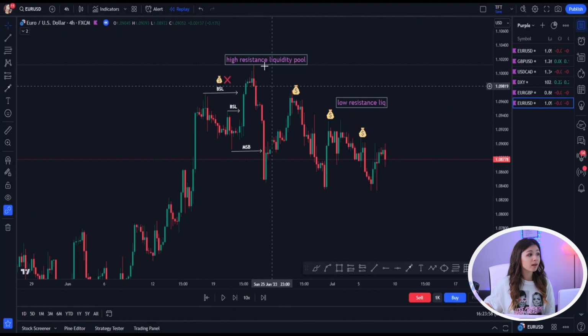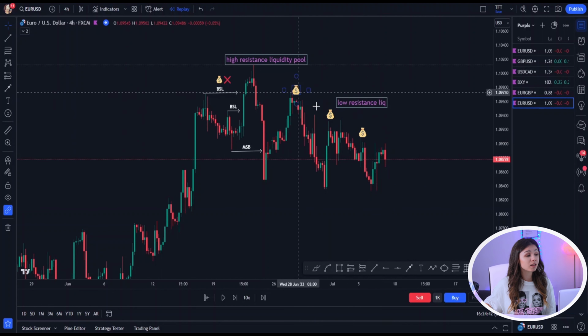On the other hand, as we can see here, price started creating a trendline liquidity, and there were so many highs that were not liquidated, which means that there is a lot of liquidity left here, and when price is going to target this liquidity, we can anticipate a quick and smooth move through this low resistance liquidity. Why is price moving quickly and smoothly? Because it has no resistance.